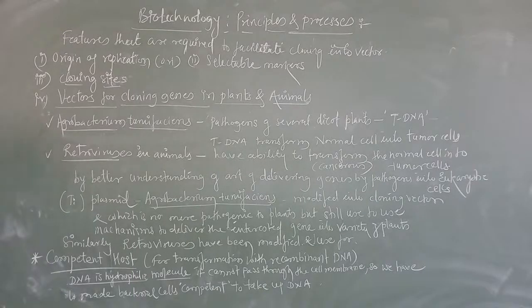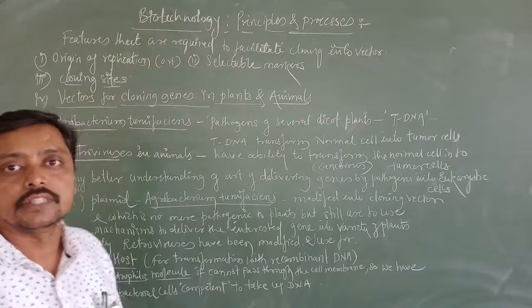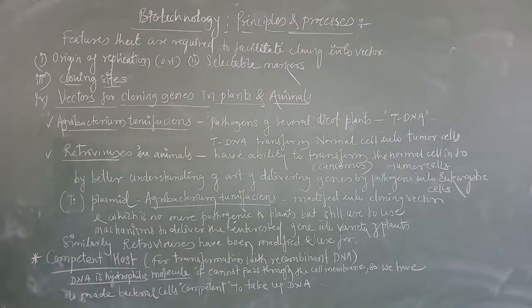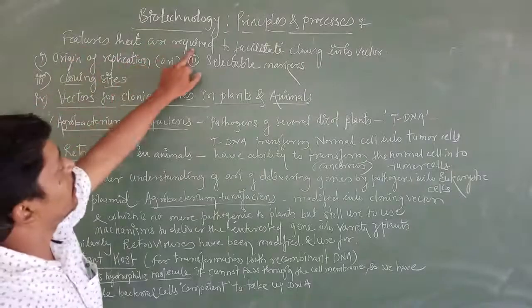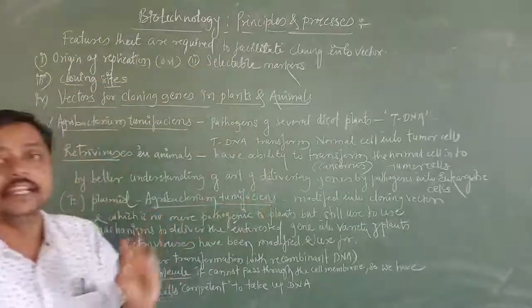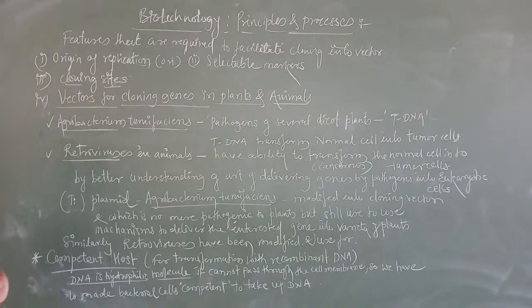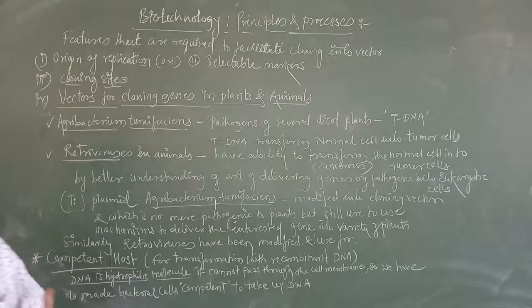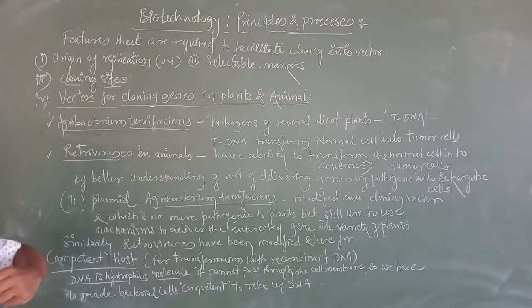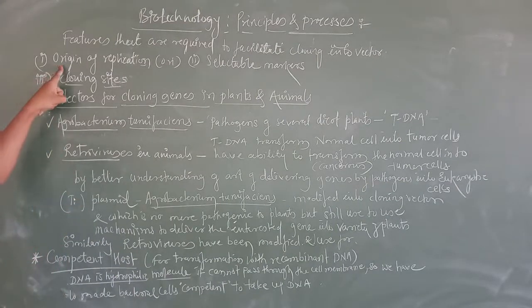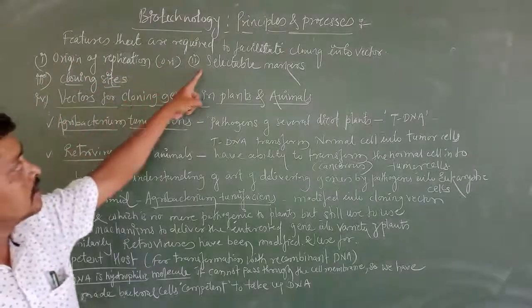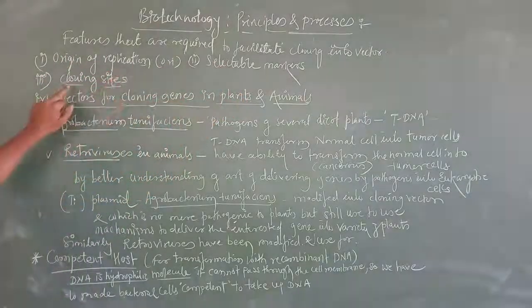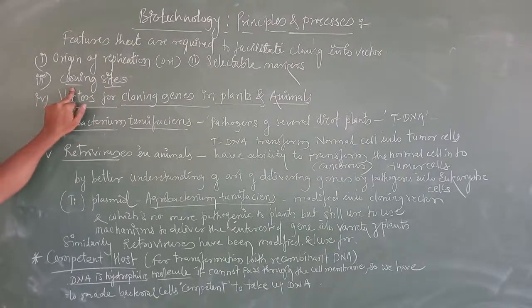Okay, good afternoon, students. In the previous class, under the chapter Biotechnology: Principles and Processes, we discussed the features that are required to facilitate cloning into the vectors. What are those features? So far, we have studied three features. First one is origin of replication, that is ORI. Second one is selectable markers. Third, we have discussed the cloning sites.